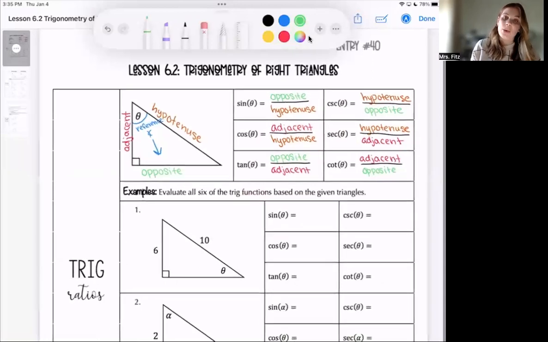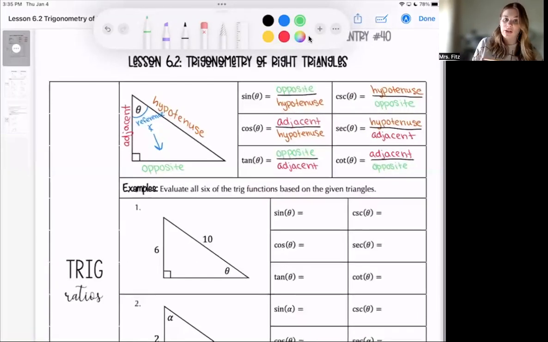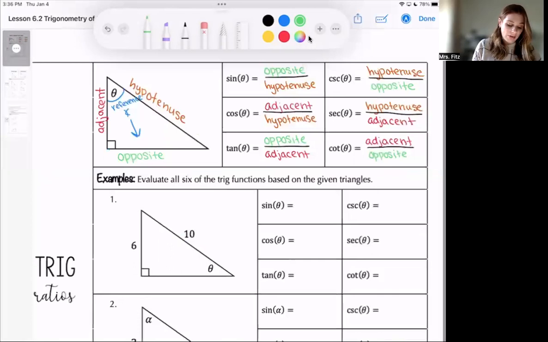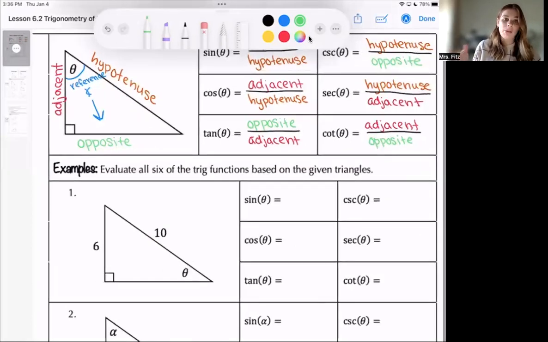Okay, so in number one, what we're going to do is find all of the 6 trig ratios given the particular triangle. For this type of problem, we need to know all 3 side lengths. We're only given 2, but if you remember, if you know 2 sides of a right triangle, you can always find the third by utilizing the Pythagorean theorem. So that's what we're going to do next. The Pythagorean theorem is leg squared, which is 6 squared, plus your other leg squared. We don't know it, so I'm going to call it b. And that equals your hypotenuse 10 squared, or a squared plus b squared equals c squared.